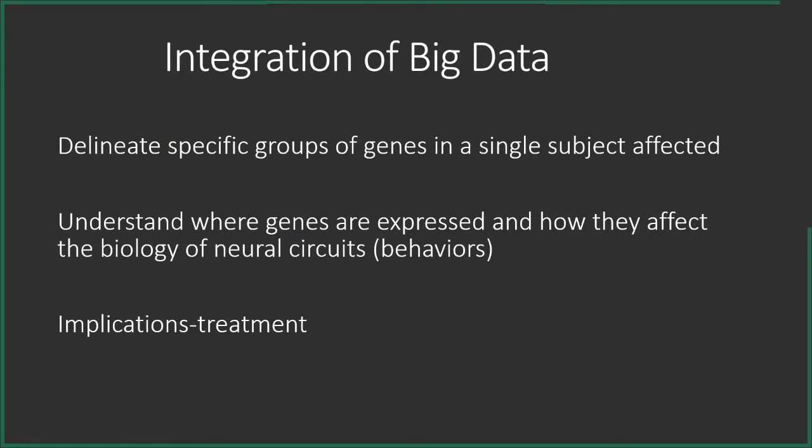So the idea here is that the integration of the big data is really for us to take clinically relevant available measures and use that to delineate specific groups of genes in a single subject affected, trying to map those genes in the affected autistic circuits to predict the behaviors of the patient.